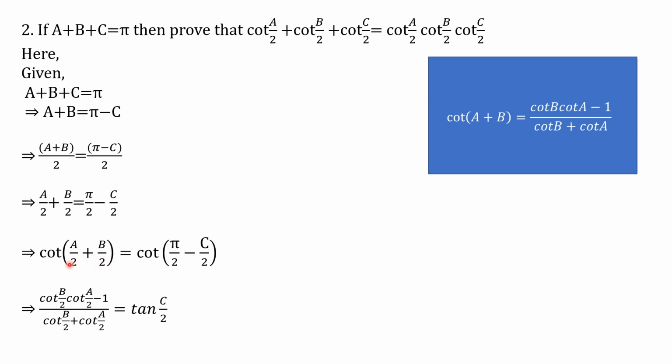So on the next page, I will copy this line as it is to avoid confusion. Okay, so this line is copied from the previous page. Thereafter, on the right hand side, it is tan c by 2. And we know the reciprocal of tan is cot. So we can write tan c by 2 as 1 over cot c by 2. Then we will cross multiply.